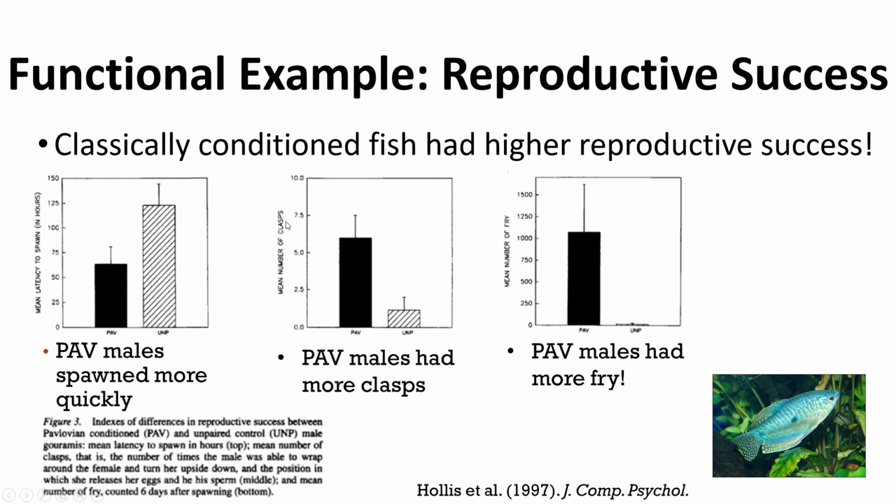If we look at behaviors like clasps, so again, mating behaviors, there were more mating behaviors in the learning group than in the control group. And even if we look at directly the number of offspring that they had from this encounter, the experimental group ended up having many, many more offspring than our control group did. So we have evidence of direct benefits to fitness from this classically conditioned association. Now, this study was super important because it was the first real evidence of reproductive benefits that came directly from classical conditioning, which is really, really cool.